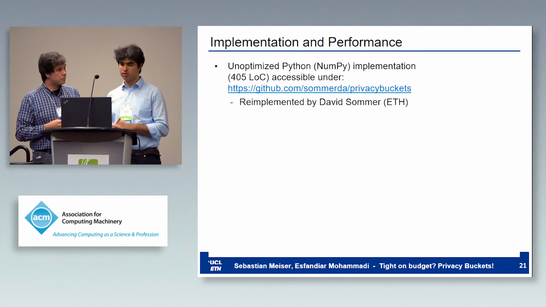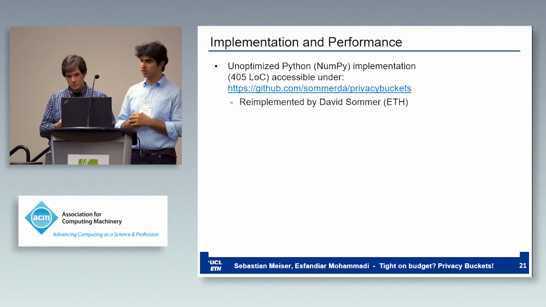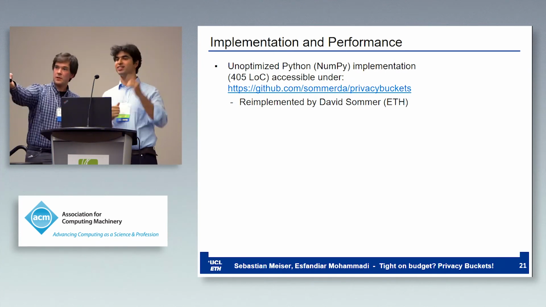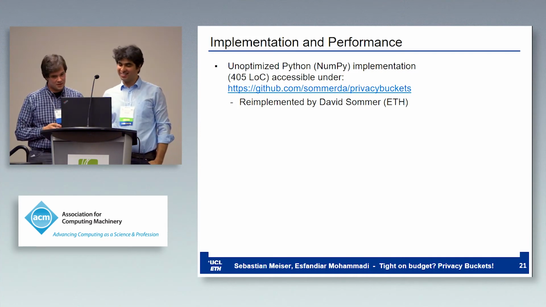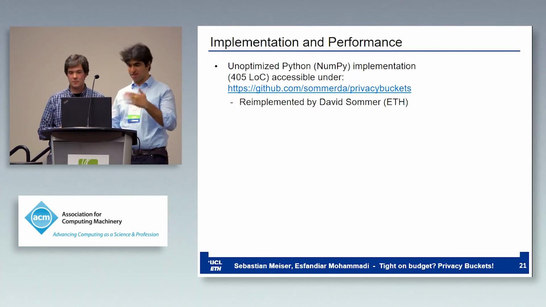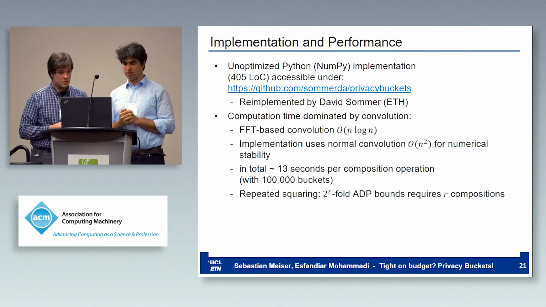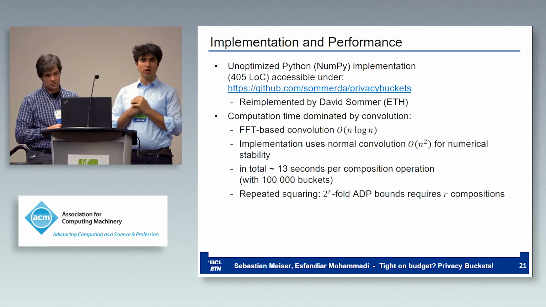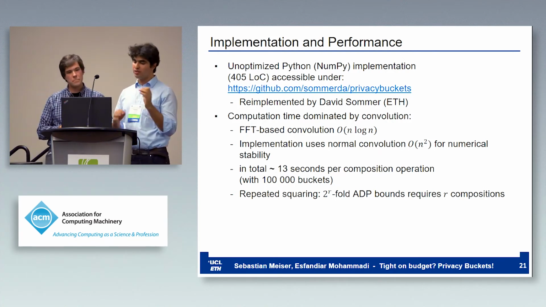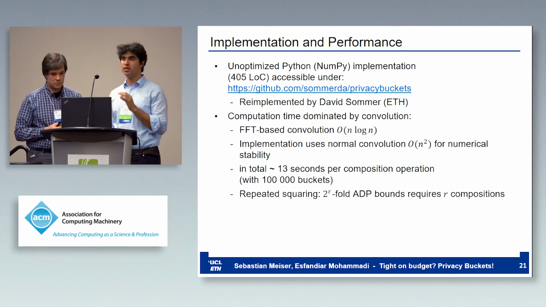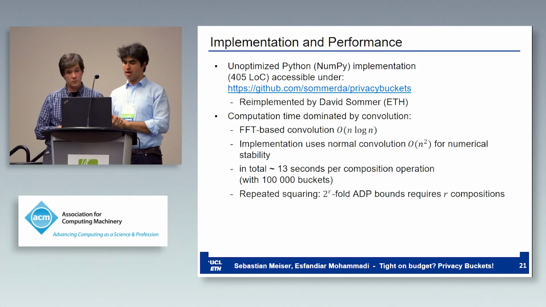Let's get to some numbers. So we have an unoptimized implementation, and we had a very bad one. So David Sommer, with whom we work, re-implemented it. Thanks to you. And now it's pretty good, but there are still a lot of optimizations we can do. It's 405 lines of code, and previously it was 2,000. The computation is actually dominated by this composition operation we talked about. You could do an FFT-based convolution, which we didn't for numerical stability reasons. We now have the n-squared normal full convolution.